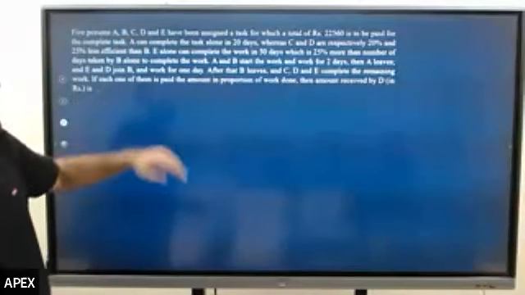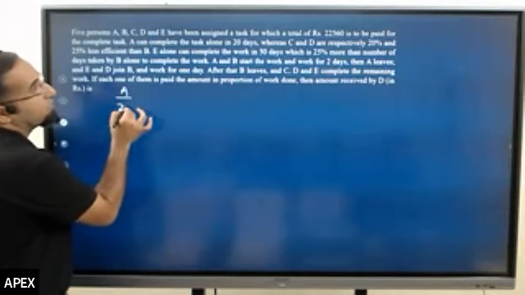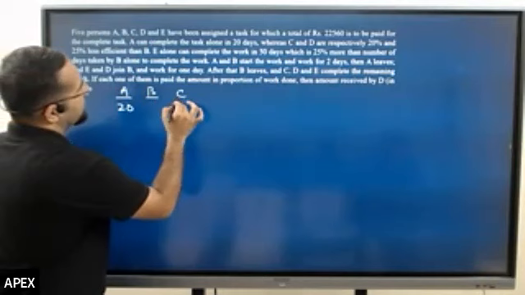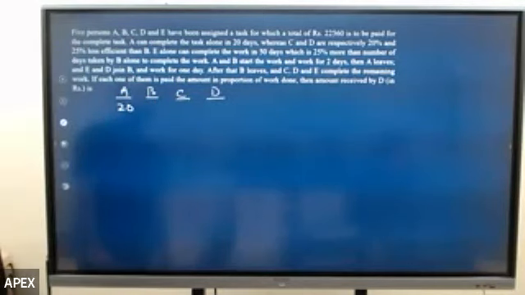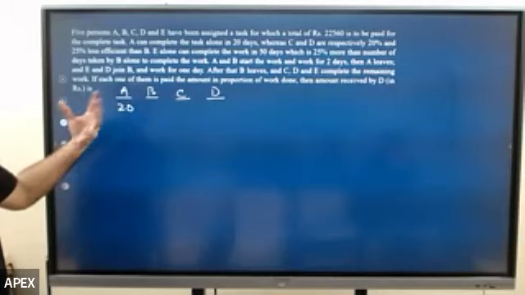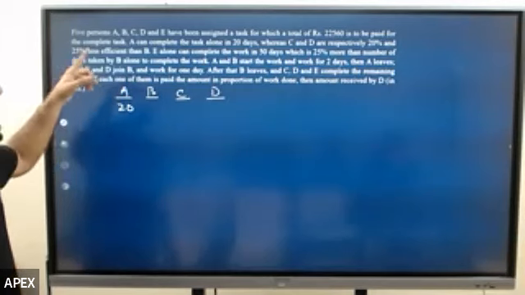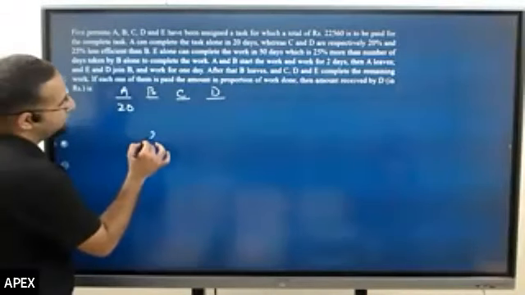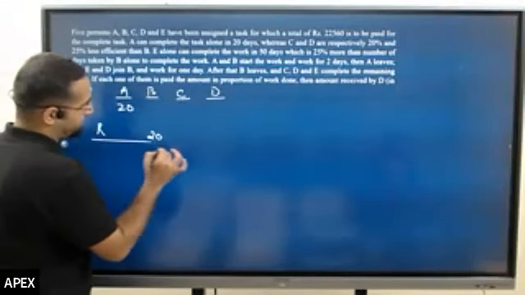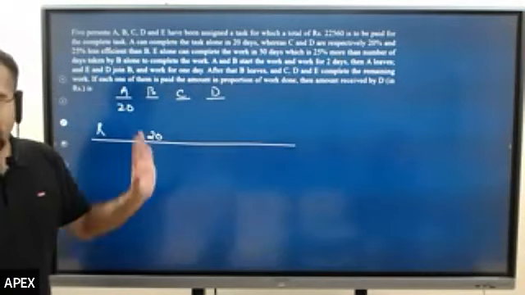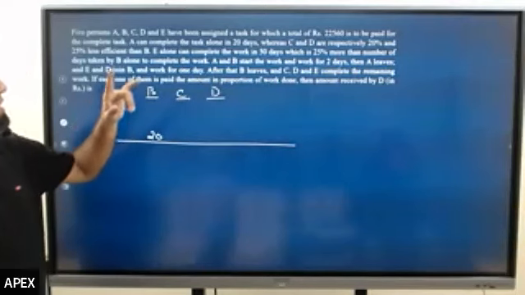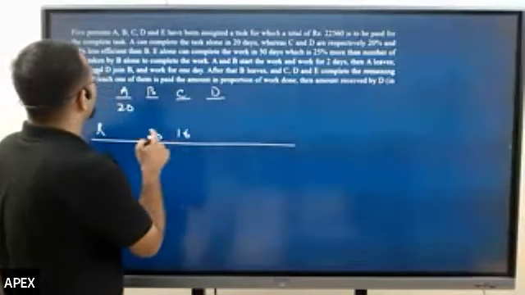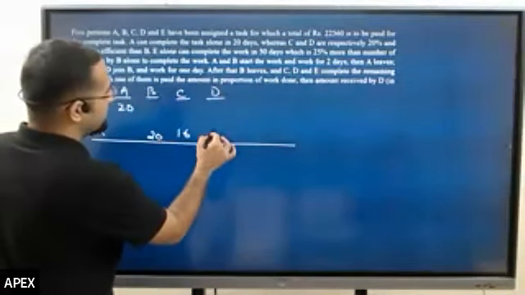Okay, A completed the task in 20 days. B is not known. C and D were 20 and 25% less efficient than B. Efficiency is given: 20 and 25. If 20, the denominator is 1/5; if 25, the denominator is 1/4. So all I started with is I assumed that B's efficiency is 20. This is how I actually did this question, okay? B's efficiency is 20. 20% less than this is 16. And 25% less than this is 15.